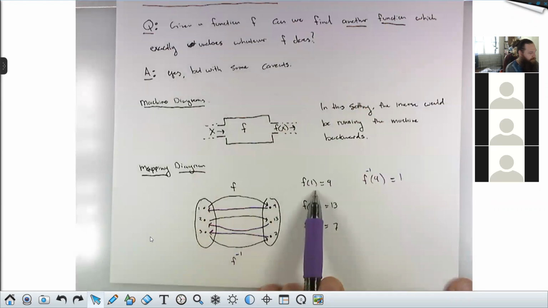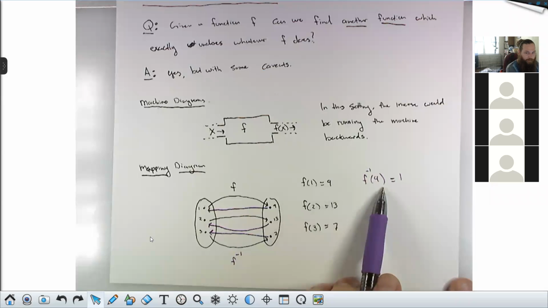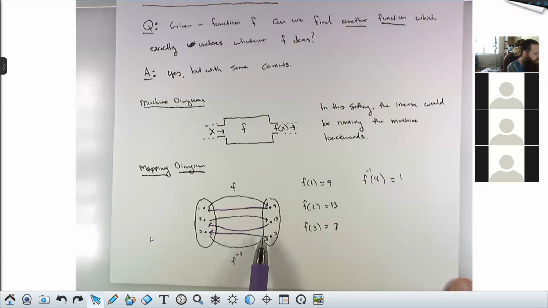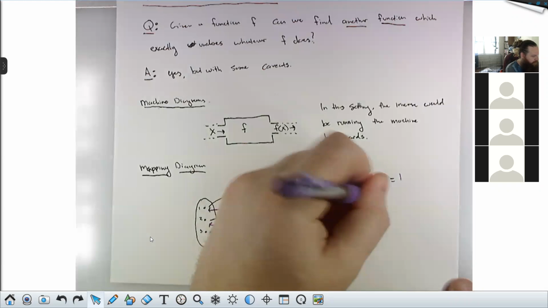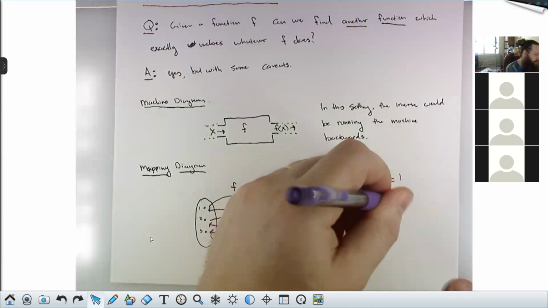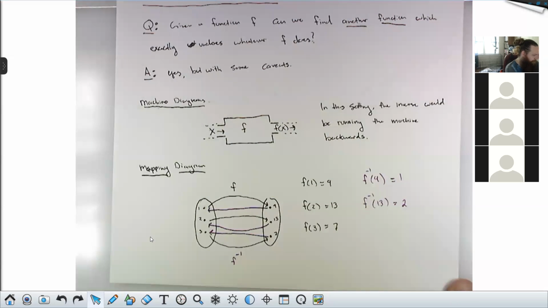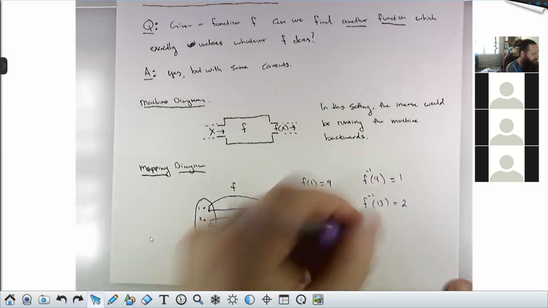And you see the relation between these, right? The corresponding statement for the ordered pair 2 and 13, the purple function sends this 13 back to 2. So f inverse of 13 is equal to 2. And then finally, the 3, 7, f sends 3 to 7, so f inverse has to send 7 back to 3.